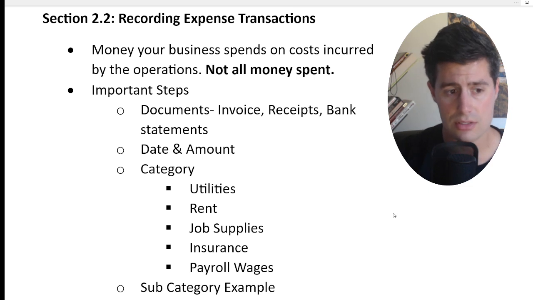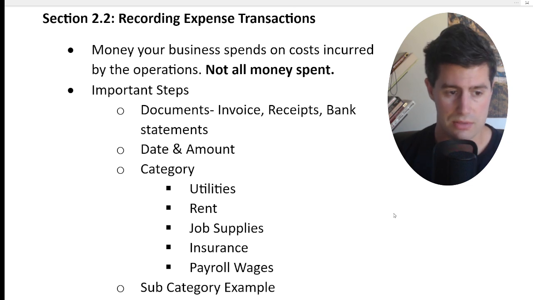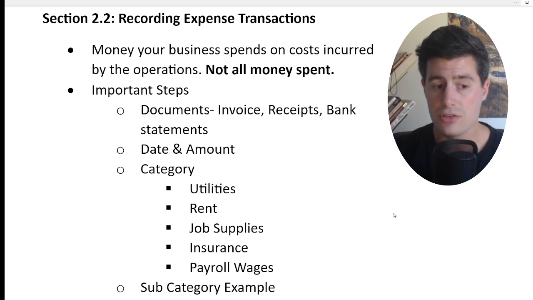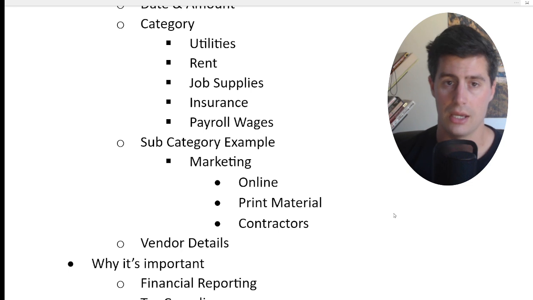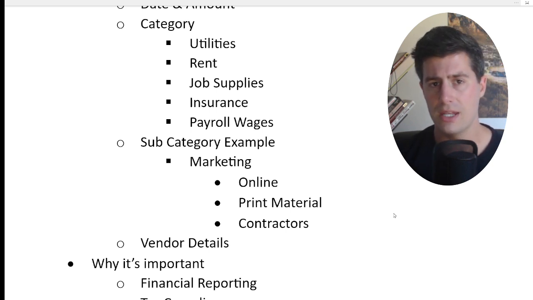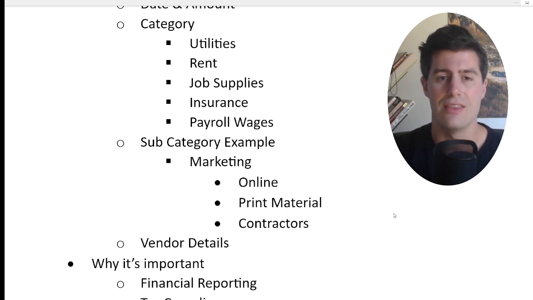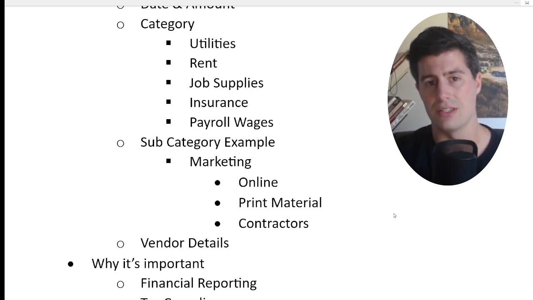Some common categories for expenses for business owners: utilities, rent, job supplies, insurance, payroll wages, just to name a few. We also have the option to create what's called a subcategory. A good example would be marketing. Marketing is an expense category in your chart of accounts. And then we can have subcategories beneath marketing. Maybe we have online, print materials, and contractors. These are all related to marketing, but maybe we want to differentiate between different types of marketing.